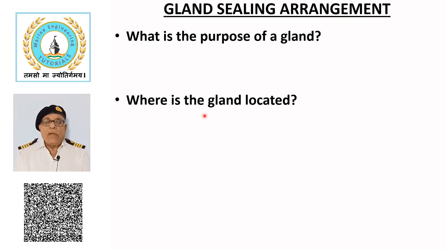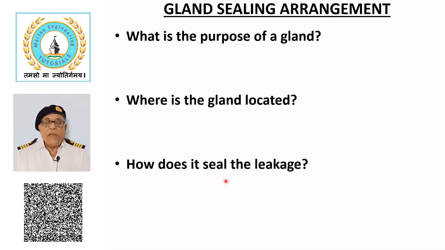Where is the gland located? The gland is located around the shaft in rotary pumps, around the piston rod in reciprocating pumps, or around the spindle in valves. How does it seal the leakage? Sealing can be achieved either by a gland packing arrangement or by a mechanical seal, each having its own relative advantages and limitations.